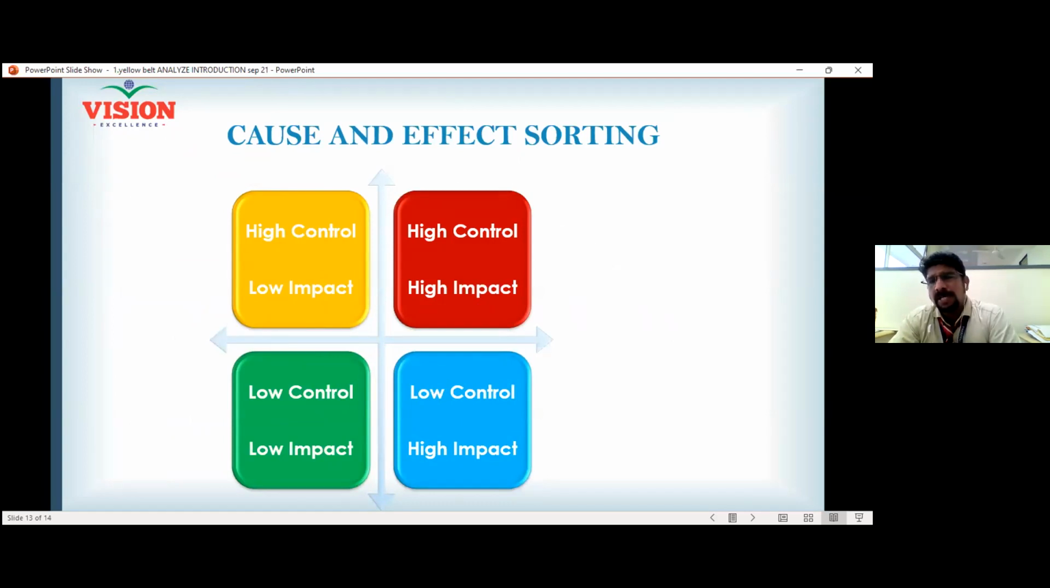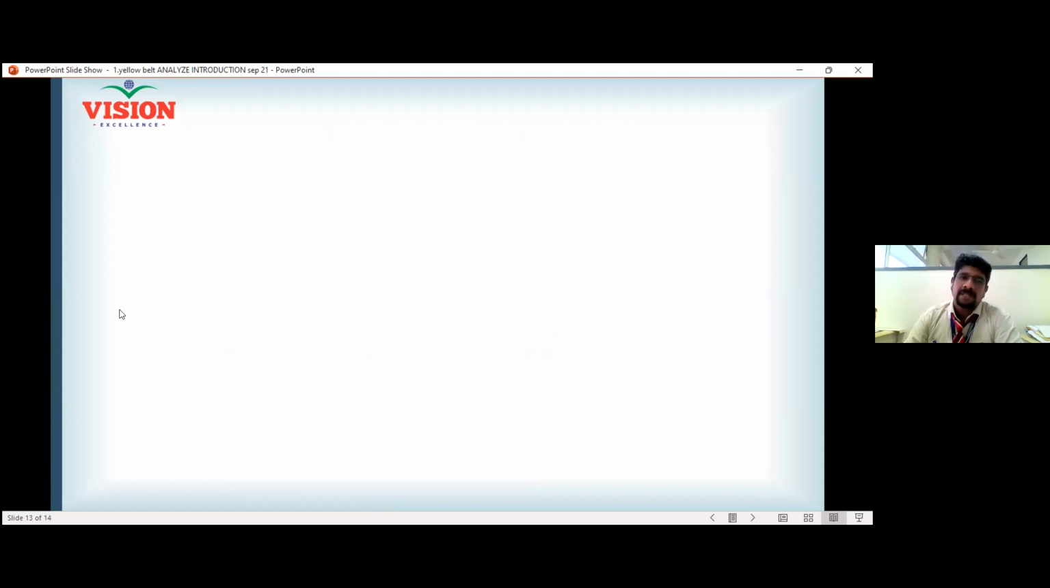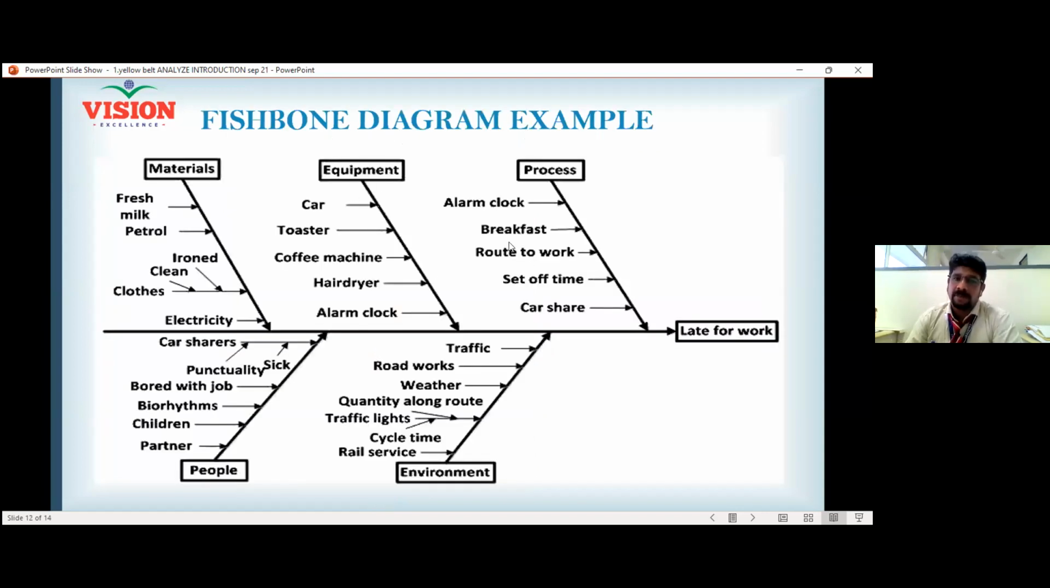What are the possible factors you can have high control over in the previous diagram? Okay, what are the possible cause factors which you can control easily? Whether you can control the alarm clock easily? Okay, you have very high control over the alarm clock, because if you want to switch it off, you can switch it off. Okay, what about your control over traffic? That is difficult. You cannot control the traffic.